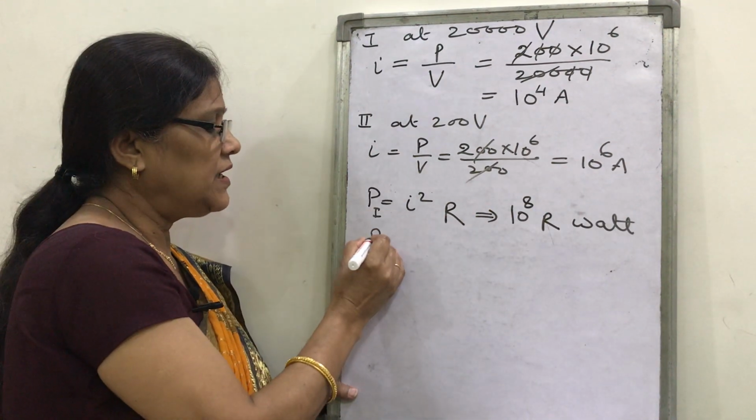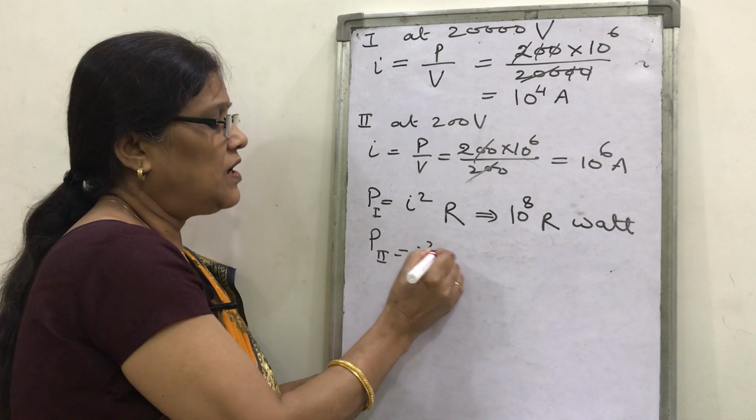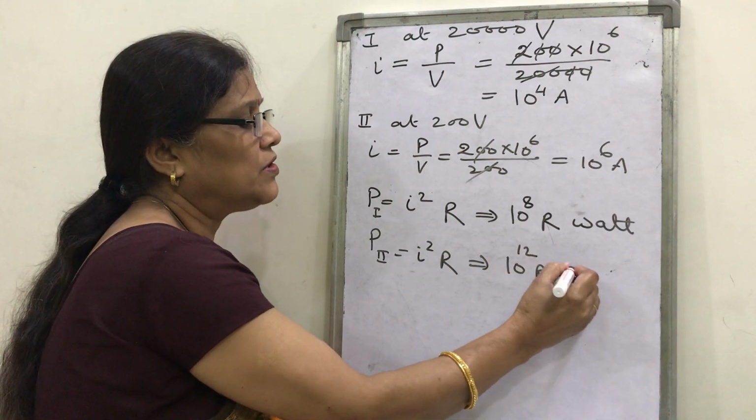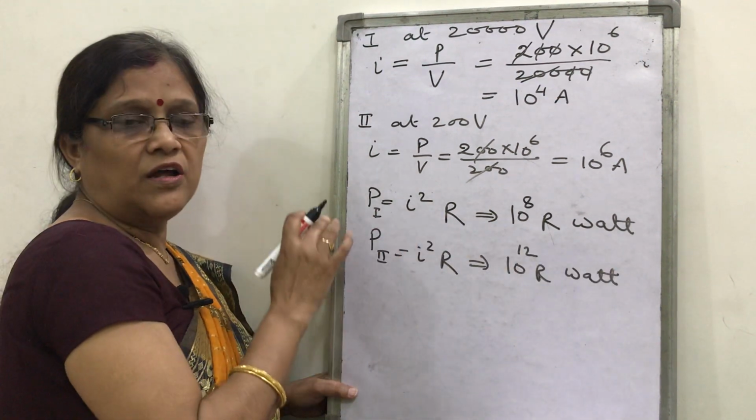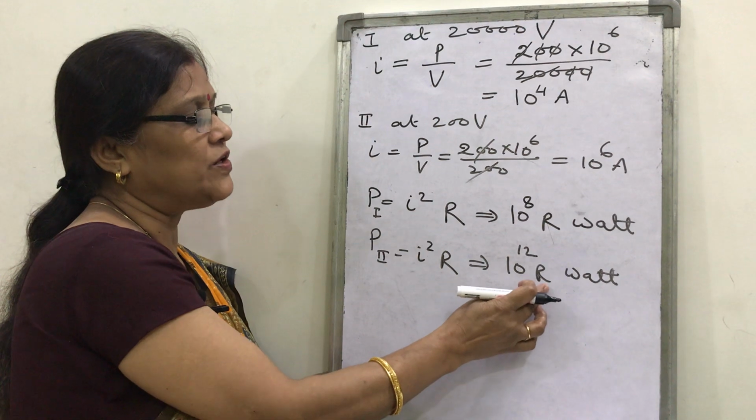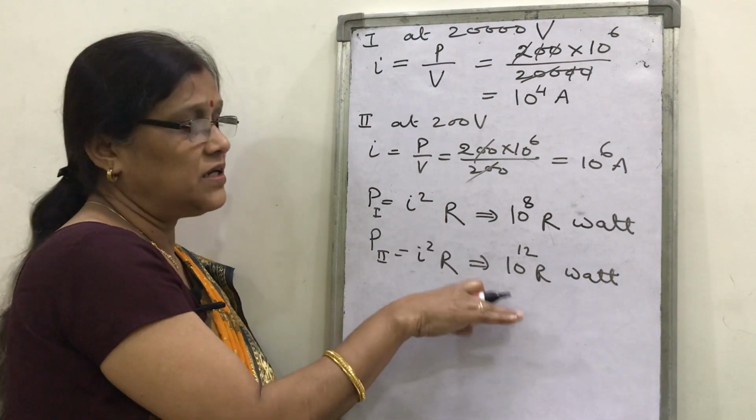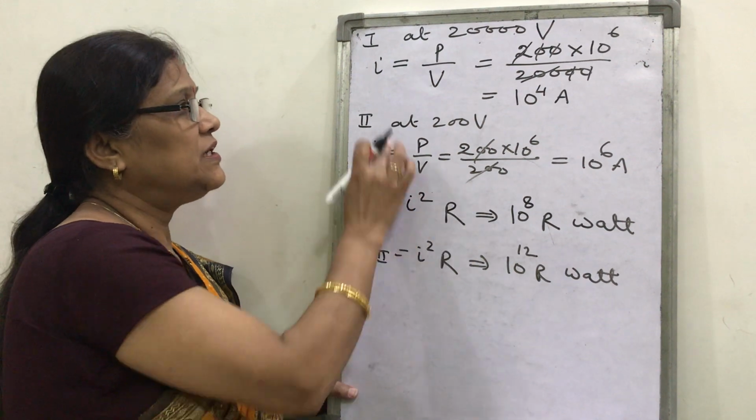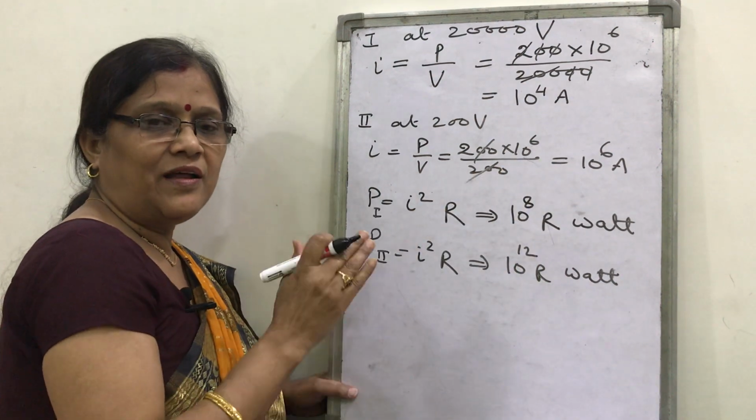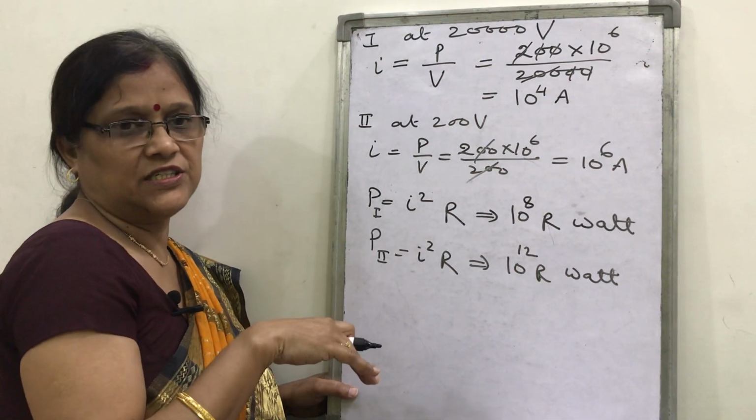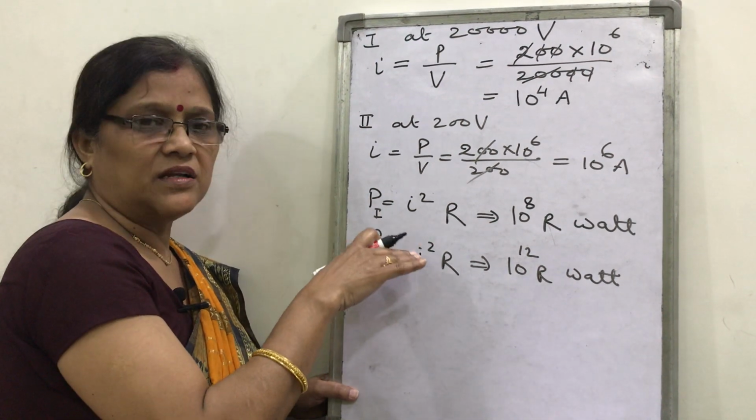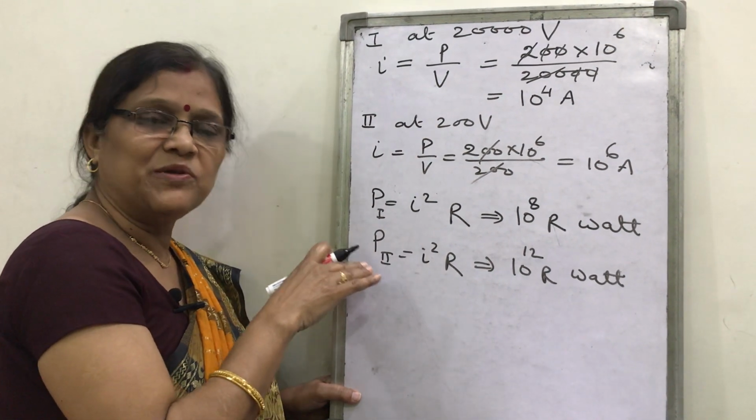What will be the second case? Here also I square R, so what will you get? 10 to the power 12 R watt. So in which case is the power wastage minimum? Obviously the first case, because 10 to the power 12 R in the second case is larger than in the first case. So in the first case, that is at 20,000 volt, at high voltage, power transmission is made with least wastage of power. I hope that in the theory as well as in the numerical, this question is very important and you have to think like that.